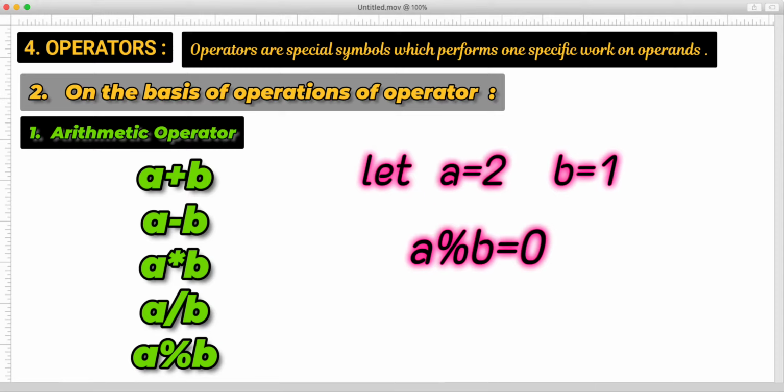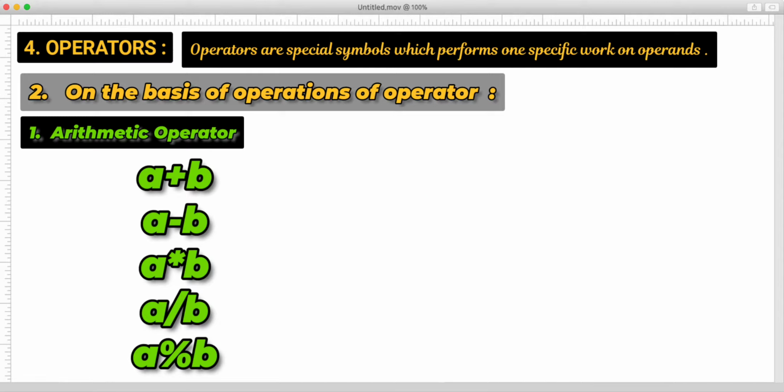Now here is one important thing to remember about the division operator. When a division operator is executed and the expression is assigned to some other variable, then the result is dependent on that variable's data type. Now suppose we declare a variable r of int data type and initialize it with 10 by 2. So here r will be equal to 5, as 10 by 2 equals 5.